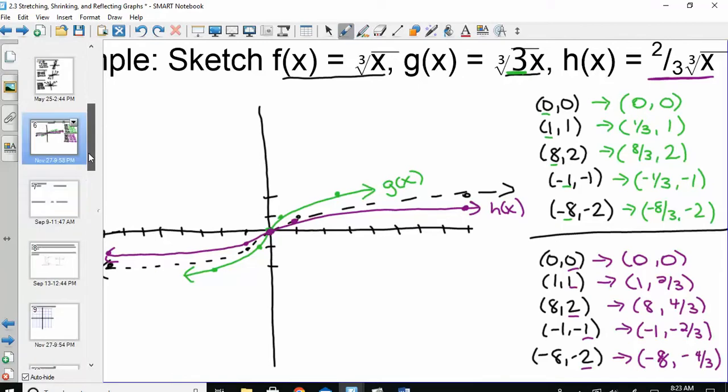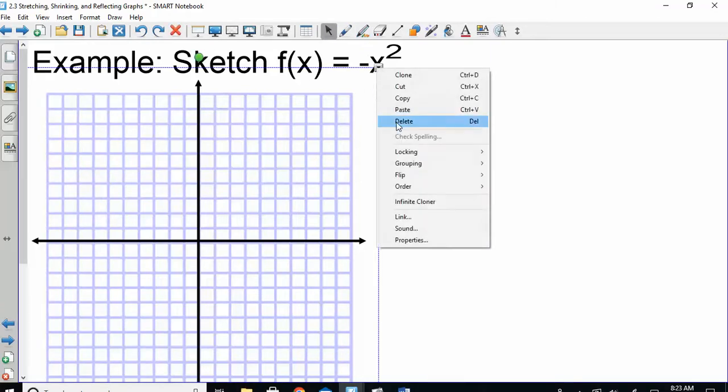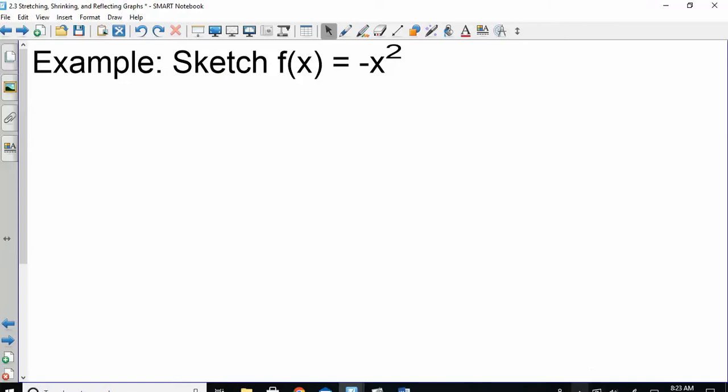I want you guys to see if you can figure out what this one would be. So our function is negative x squared. See if you can figure out what that would look like. x squared is just the parabola. So 0 squared is 0. 1 squared is 1. 2 squared is 4. Negative 1 squared is 1. Negative 2 squared is 4.